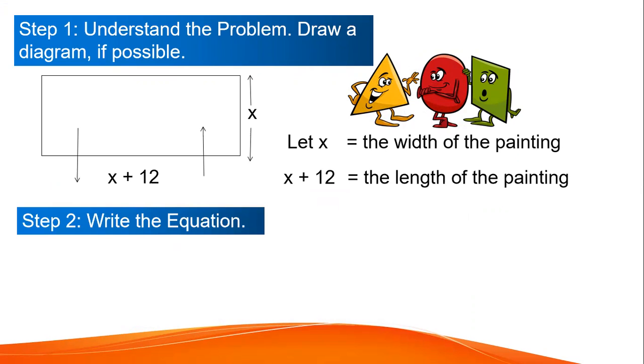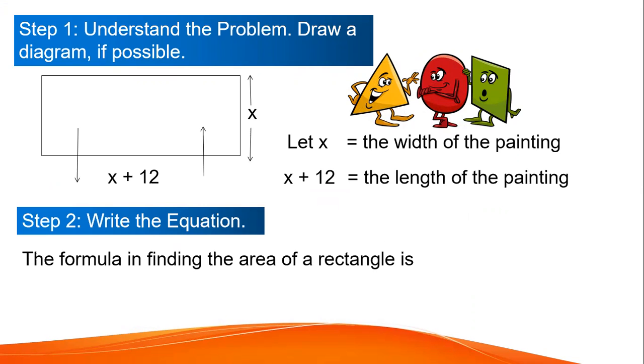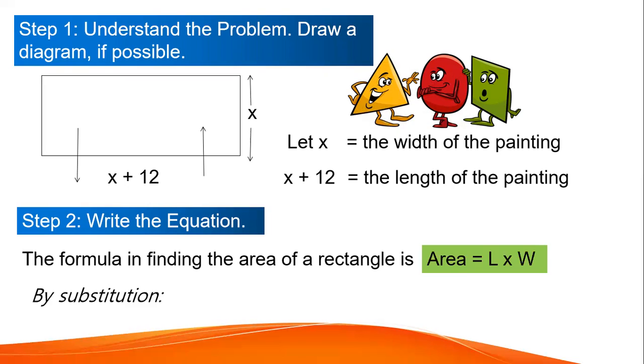Step 2, write the equation. The formula in finding the area of a rectangle is area equals length times width. So this will be the formula. By using substitution, 45 will be the area, which is your given, 45 square feet. Your length is x plus 12, and x will be your width.